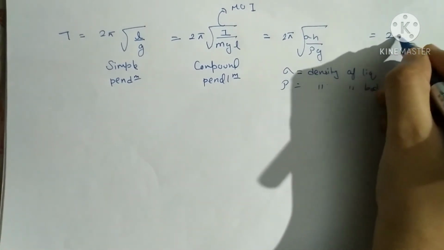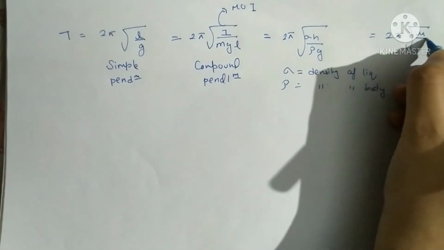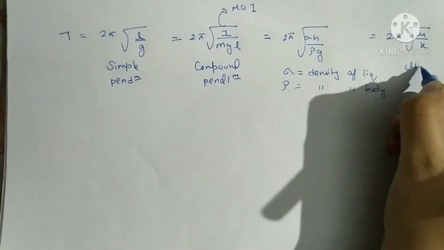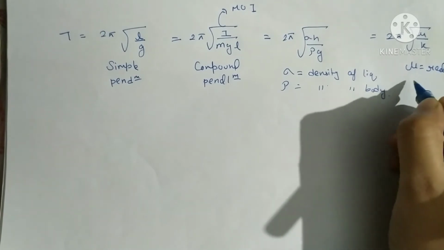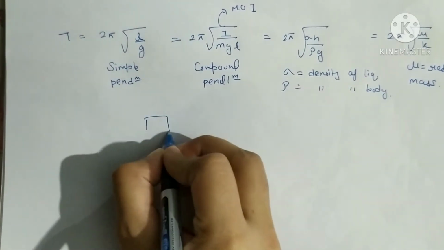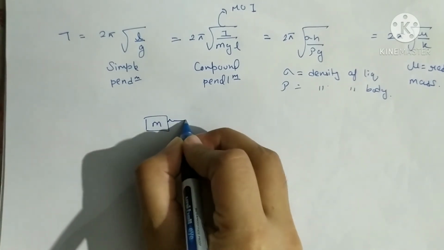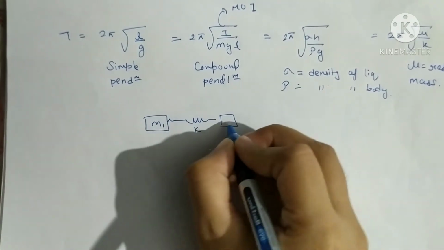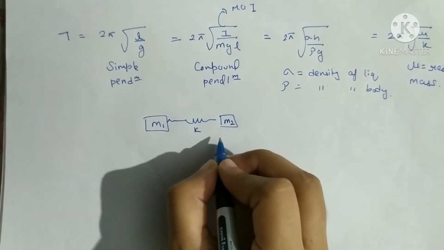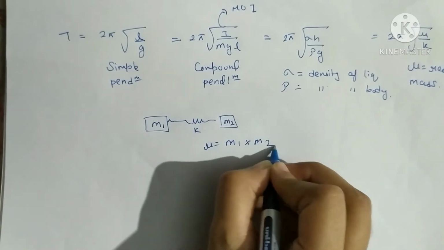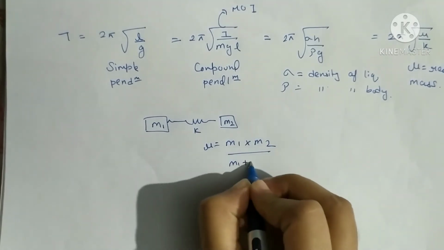T is equal to 2 pi under root mu by k. Here mu is reduced mass. Talking more about reduced mass, when one body, suppose take it m1, is connected with a spring to another body of mass m2, then mu is equal to m1 into m2 upon m1 plus m2.